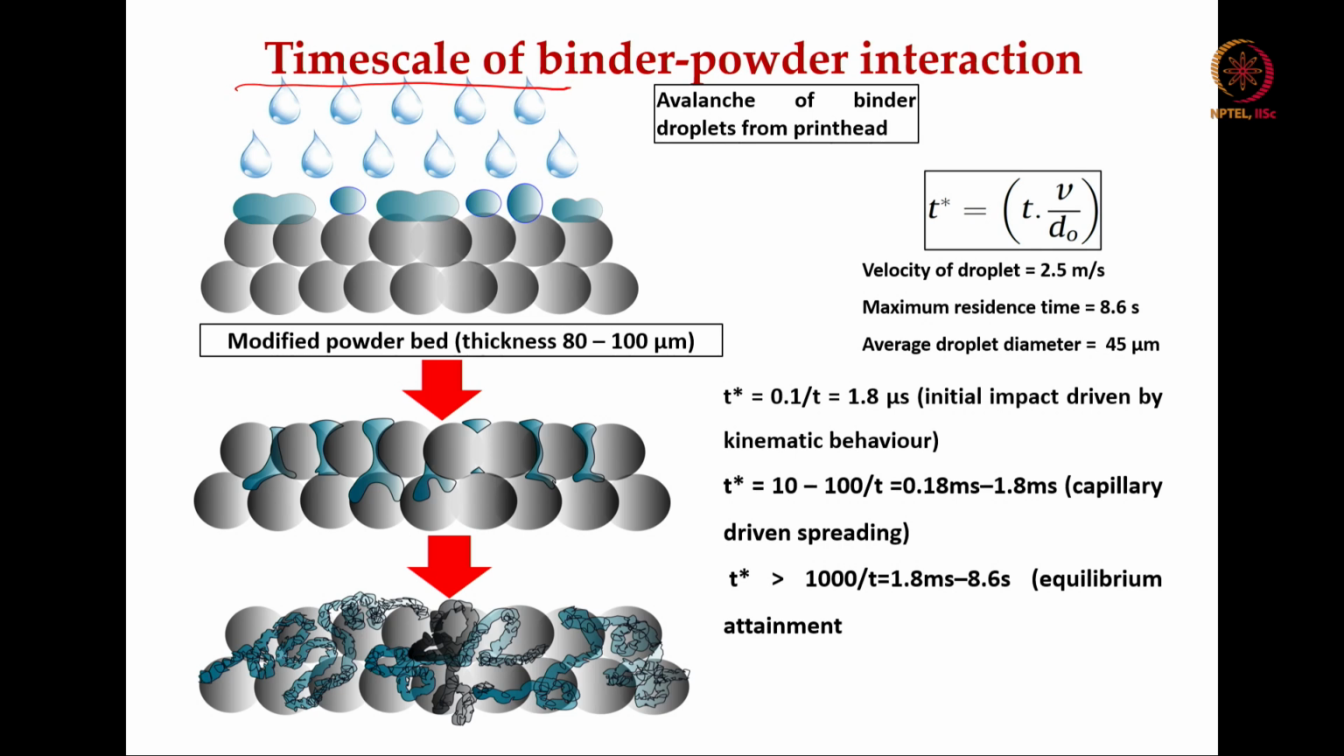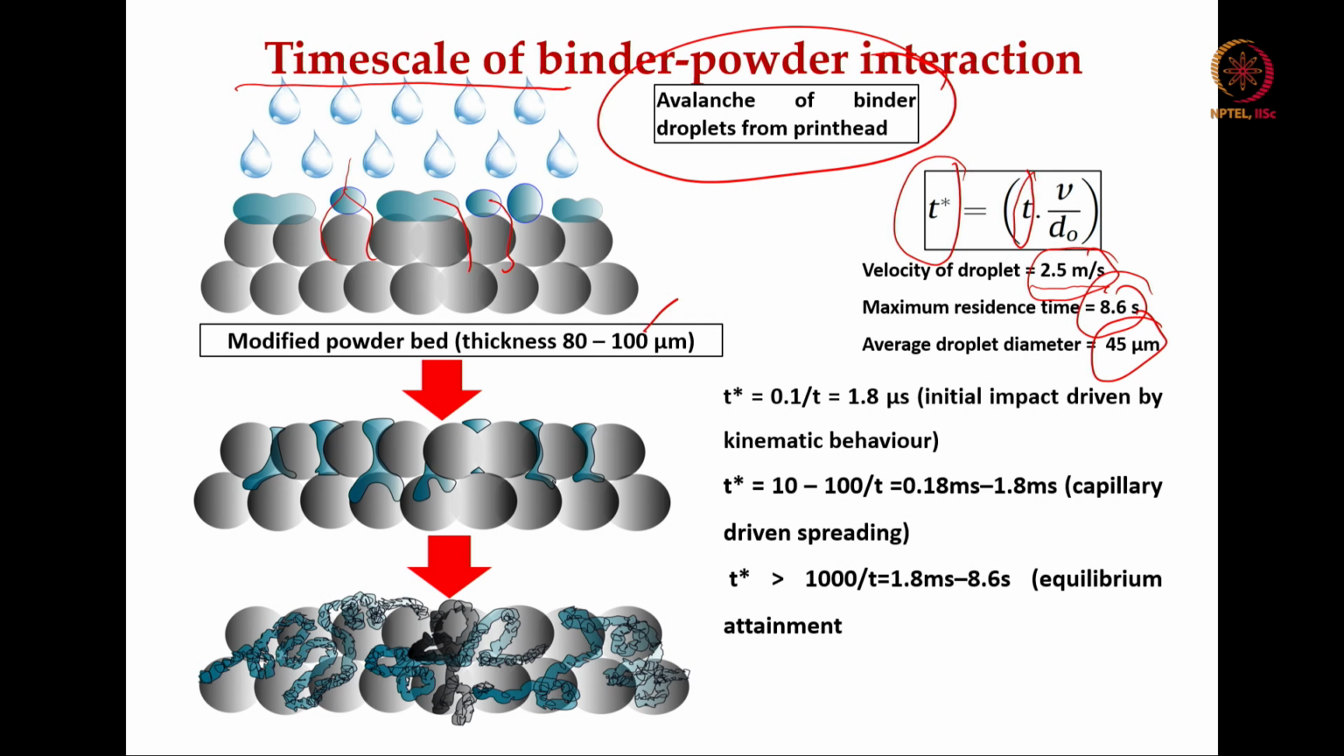So, again we go back to the basic description of the avalanche of the binder droplets from the printer head, and this binder droplet essentially will be traversing into the powder bed, and this powder bed thickness is 80 to 100 micron. And if you see the characteristic time, T star is nothing but T multiplied by V by D naught, where V is equal to velocity of droplet, and it is 2.5 meter per second, and average droplet diameter is 8.5 micron, and minimum residence time is 8.6 seconds.